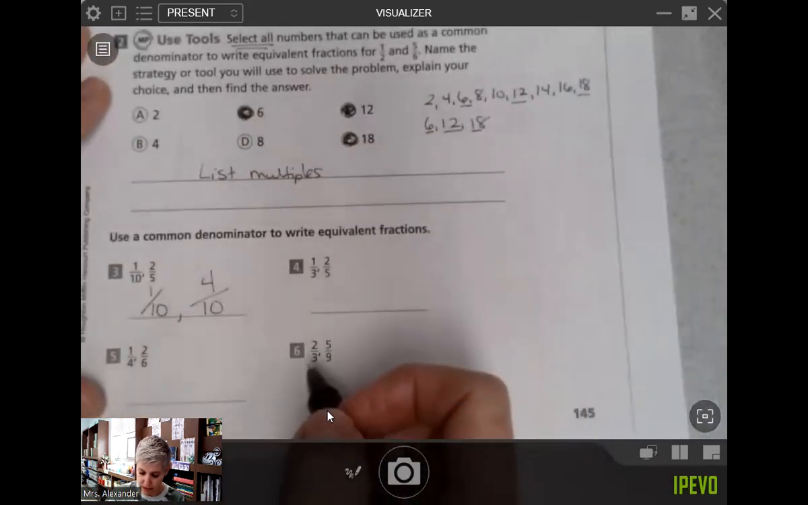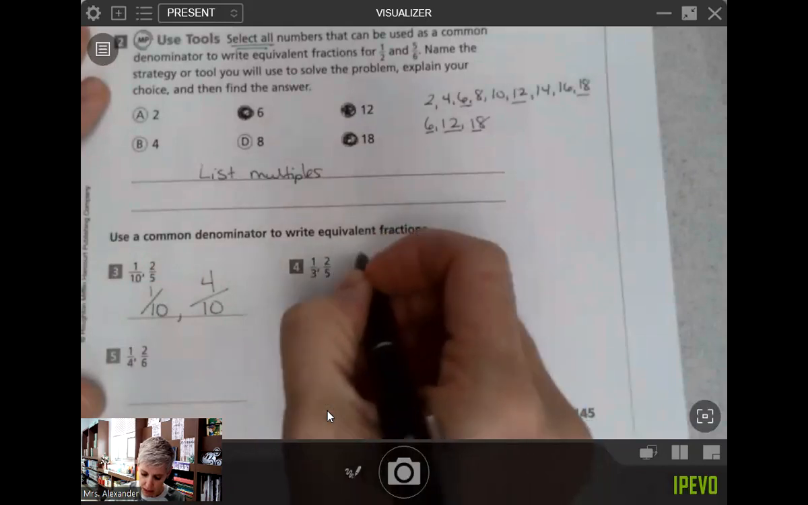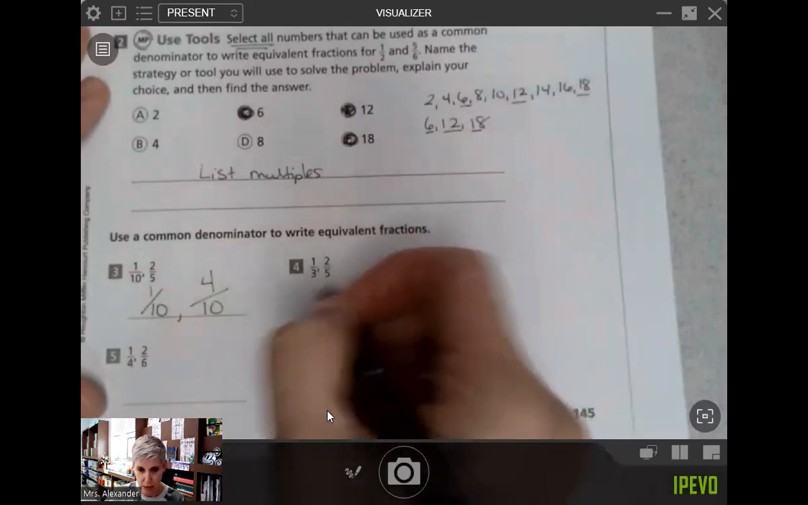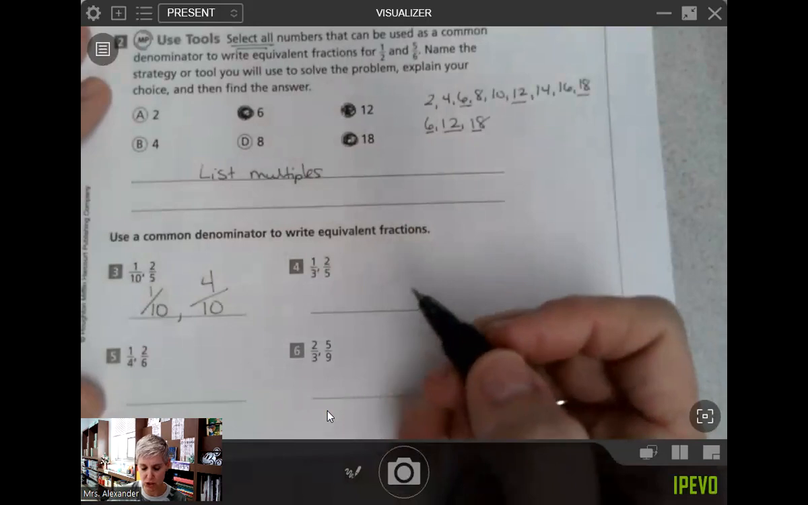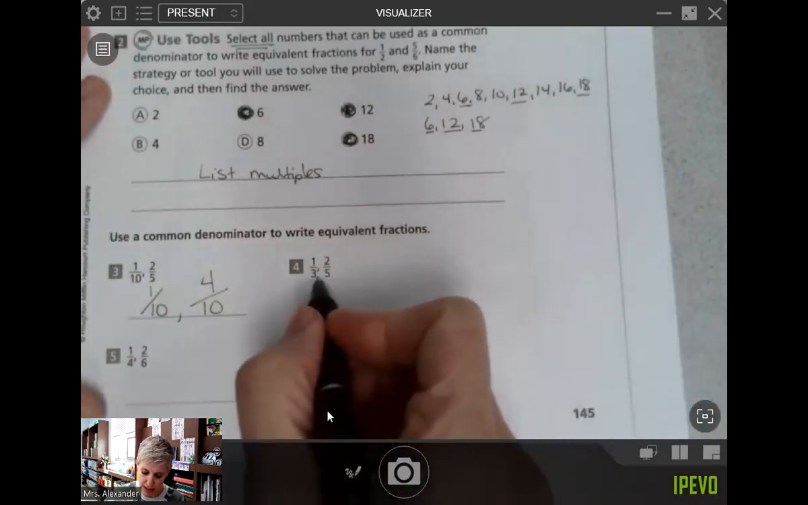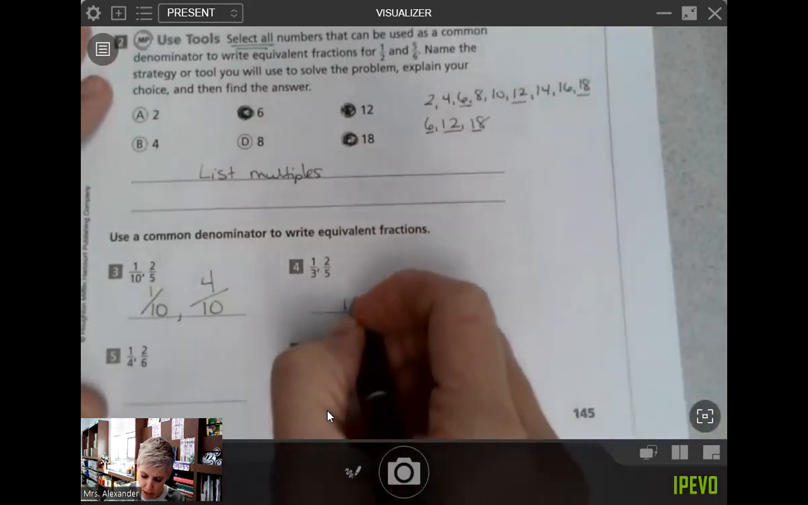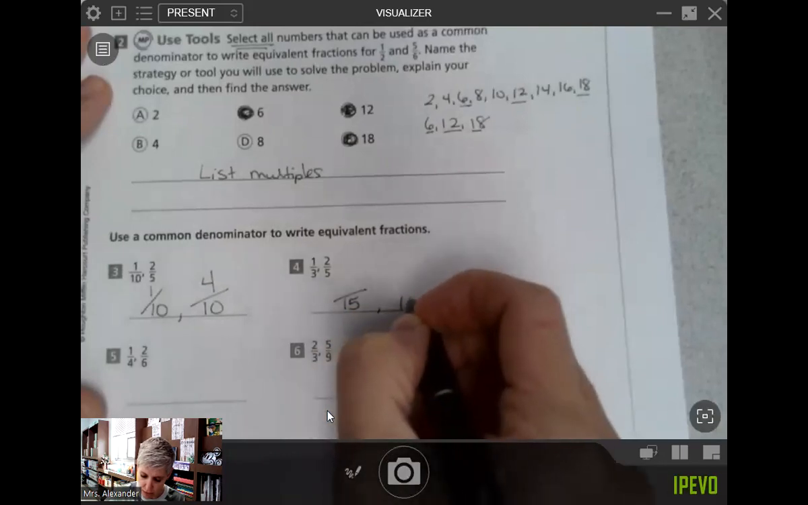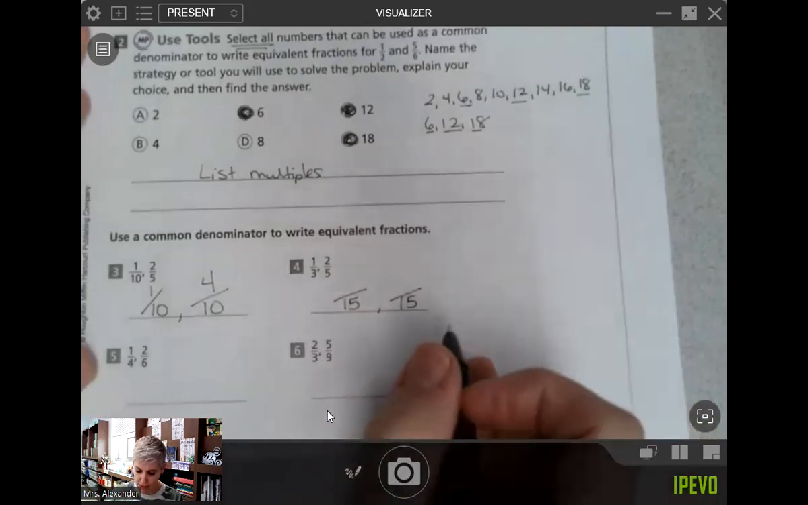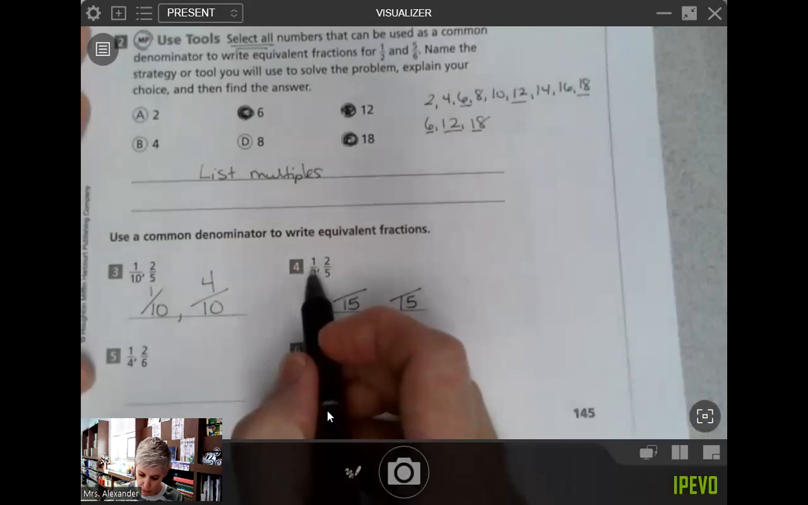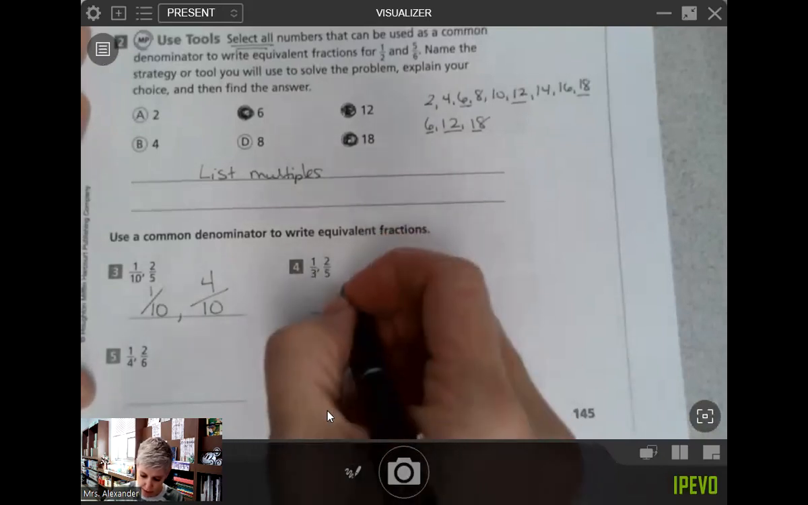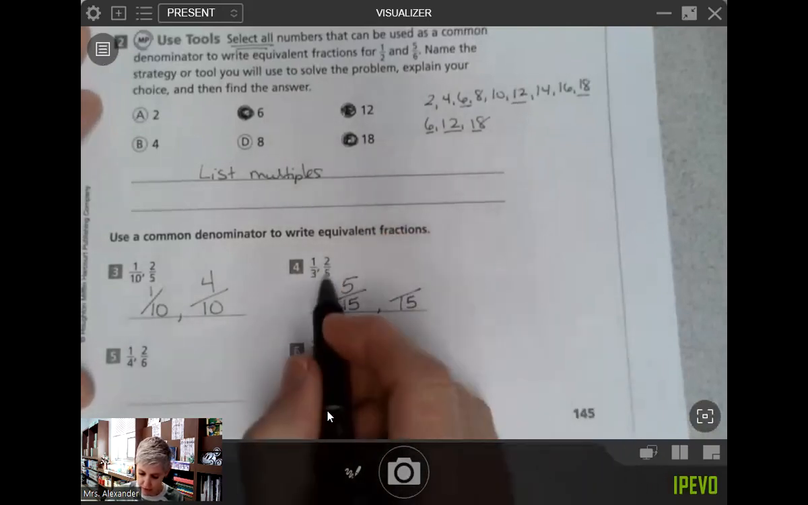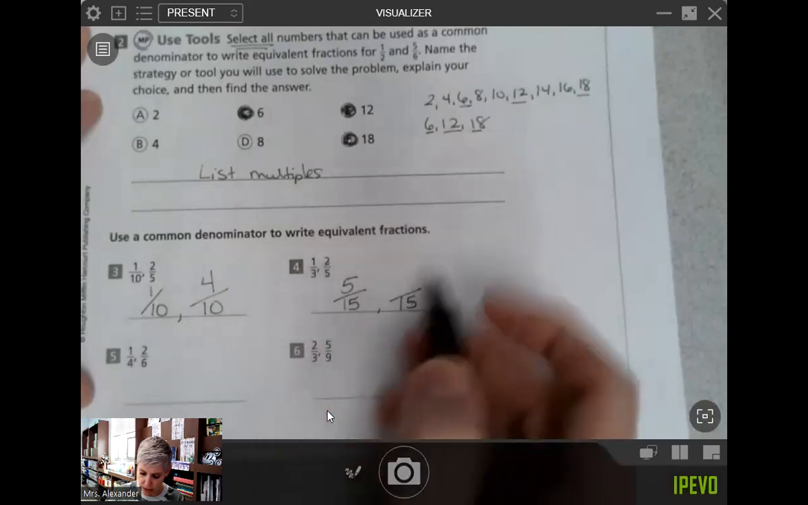1/3 and 2/5. I can't, because one of them is not a multiple of the other. So I'm going to use that strategy: I'm going to multiply and find the product. So I know that 15 will be a common denominator for 3 and 5. 3 times 5 is 15. 1 times 5 is 5. 5 times 3 is 15. 2 times 3 is 6.